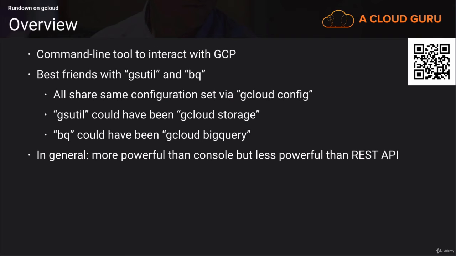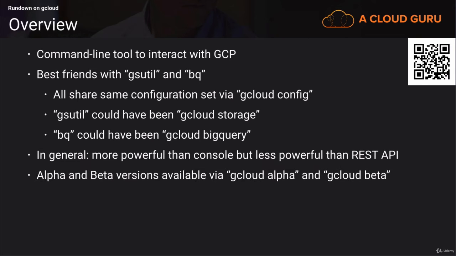Well, so far through this course, we've definitely been interacting with the Google Cloud platform through both the console and command line tools. Now, in general, these command line tools are more powerful than the console is, but less powerful than calling the REST API directly. What I mean is that some things that you can do in the command line tools are not actually possible in the console, and still some other things are only possible when you use the API directly.